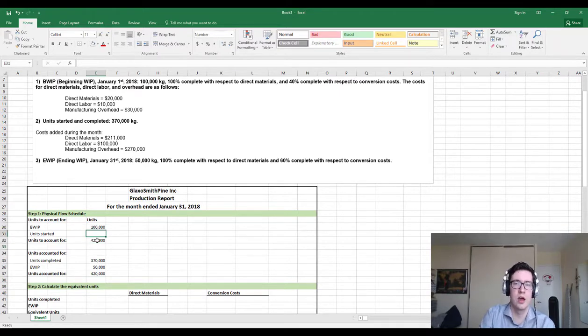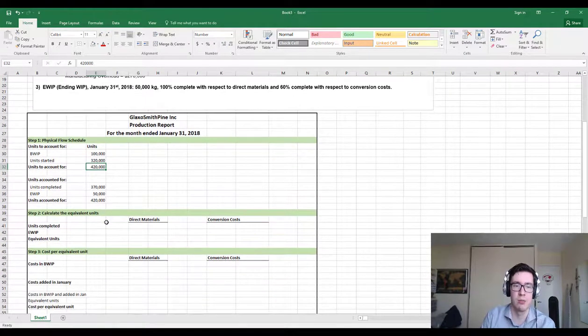And we're just doing a quick reconciliation. So the units started is going to be 320,000. As you can see, there's no difference using the weighted average or the FIFO method. Now, when we get to step 2, calculating the equivalent units is going to change.